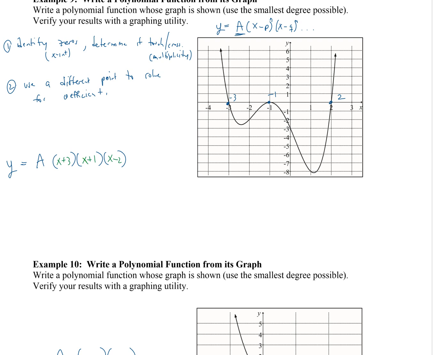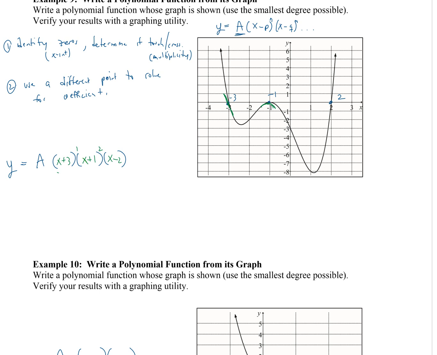And now we're going to focus on whether it crosses or bounces. So if it crossed, like for example the first one, x plus 3, see how the graph crossed? We're going to leave this as a power of 1. It's an odd multiplicity. But for this solution of -1, it touched that point, right? It didn't actually go through it. That's an even multiplicity. We're going to use 2.